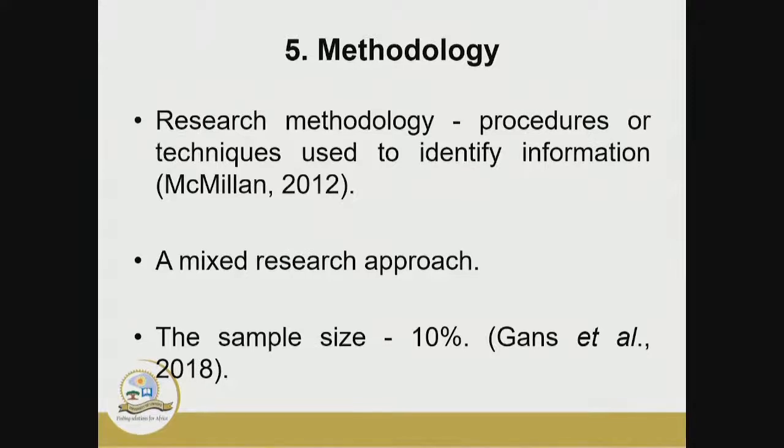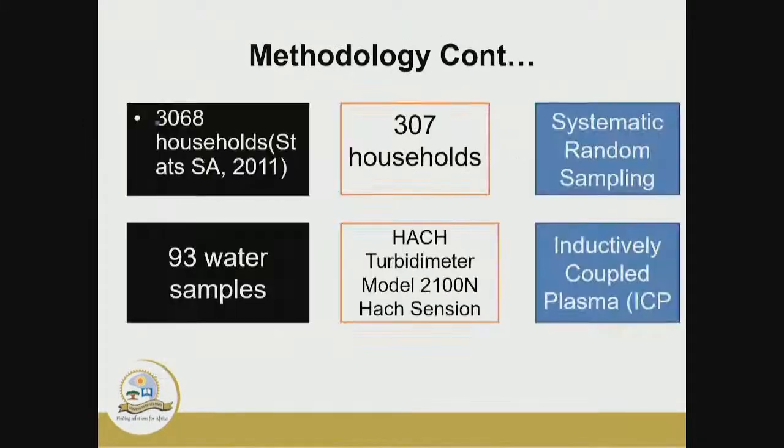To complete this study, a mixed research method was used, which is the qualitative and quantitative methods. The sample size of the study was 3,086 households, which was 10% of the whole sample frame. 93 water samples were collected from selected households, from the 307 households which were used. And systematic random sampling was used to collect the data.